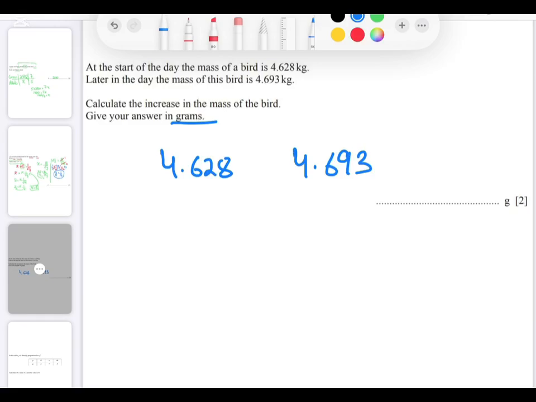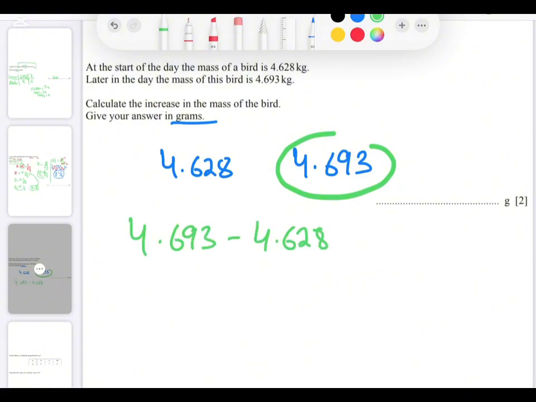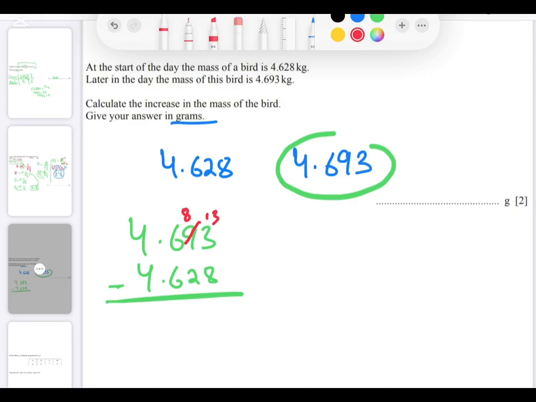So first we need to find out the increase of the bird. This is a bigger value, so I will put 4.693 minus 4.628. First we need to subtract this value, so I have to write like this, 4.628. Now we need to subtract, so we have to take carry 8. It will become 13. 13 minus 8 will be 5. 8 minus 2 will be 6. 6 minus 6 will be 0, and 4 is 0. So 0.065 kg. That's the increase in the mass of the bird.